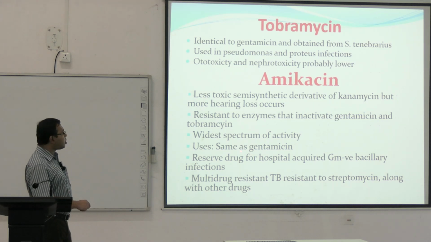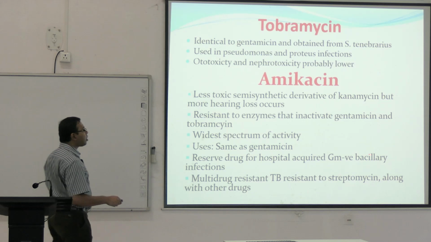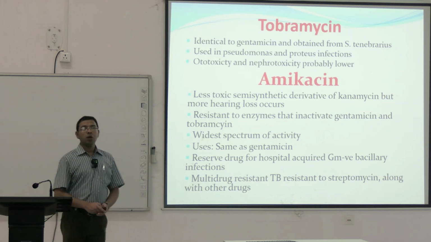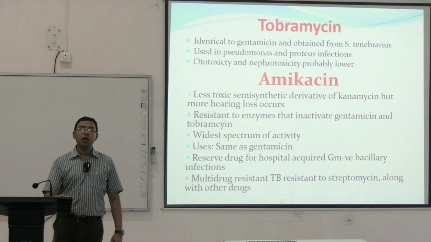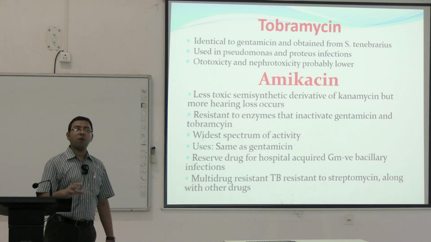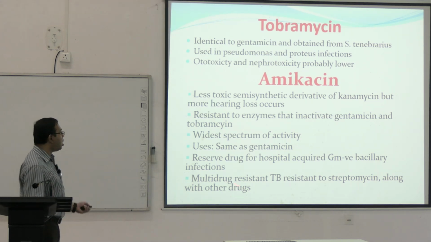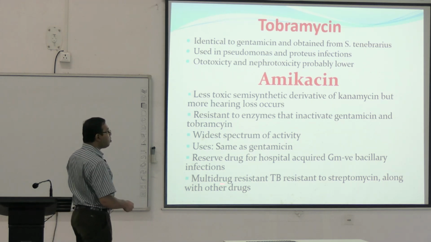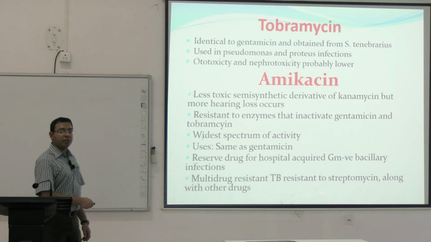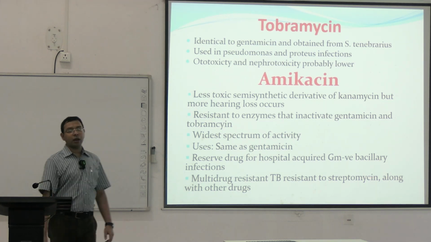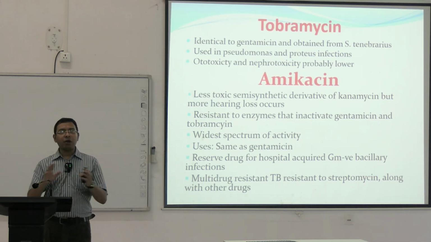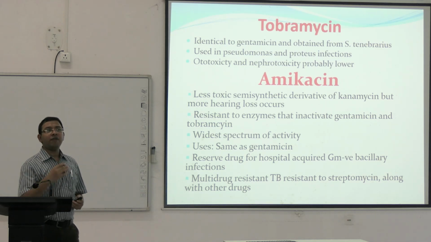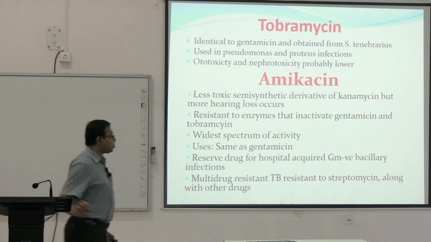Uses are more or less similar to gentamicin. Mainly it is a reserve drug for hospital-acquired gram-negative bacillary infections. So if the patient has already been admitted and there is some hospital-acquired gram-negative infection or septicemia, we can use it. Again, it can be used in multi-drug resistant tuberculosis resistant to streptomycin along with other drugs. So amikacin has the broadest spectrum of activity, mostly against different types of gram-negative organisms.